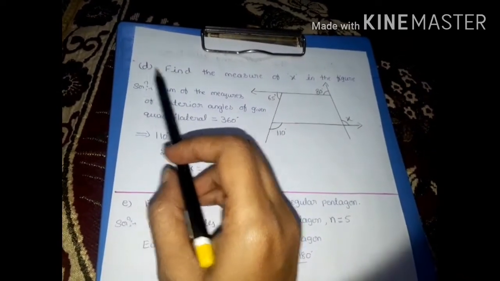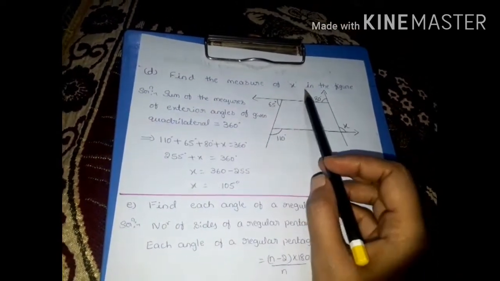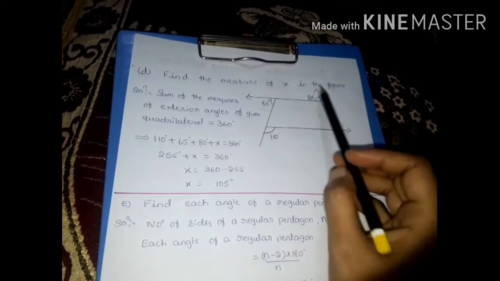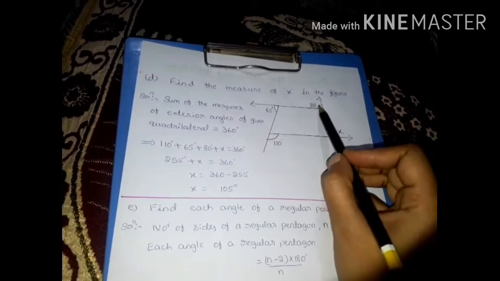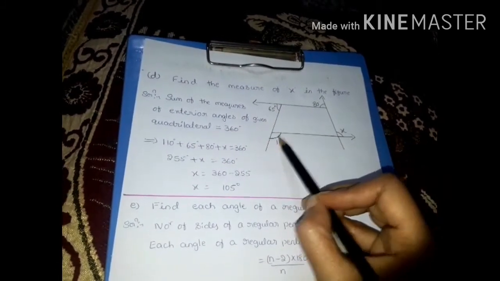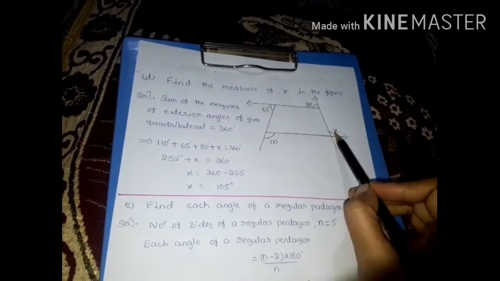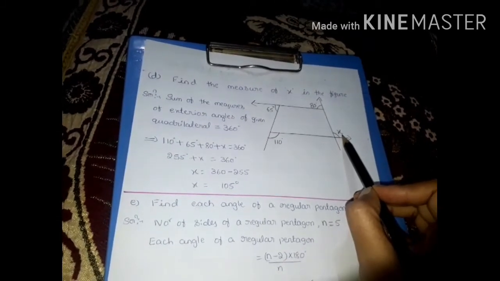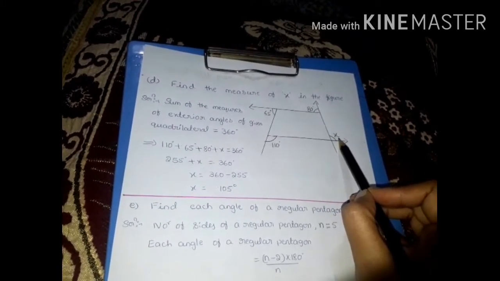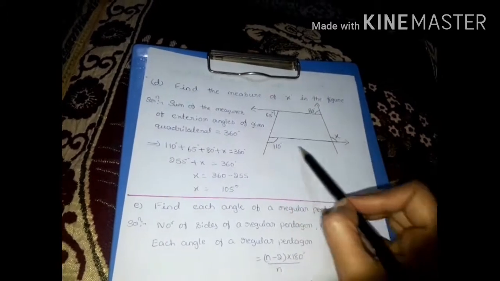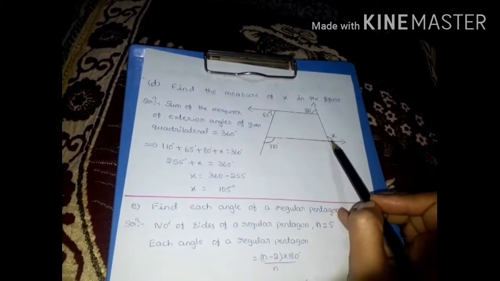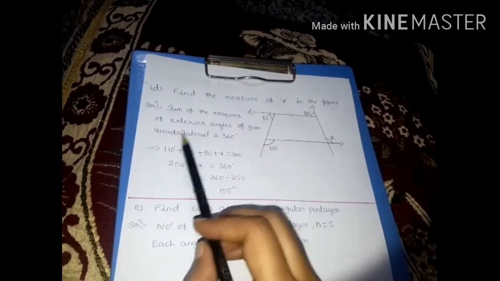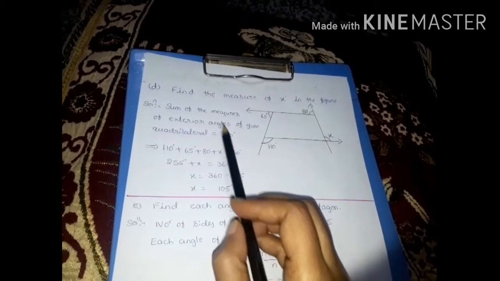D question. Find the measure of x in the figure. In the figure you have to find the x value. They have given all the remaining exterior angles. You have to find the exterior angle, that is angle x. Already we know the property of exterior angles: the sum of the exterior angles is always equal to 360 degrees. Here the sum of the measures of the exterior angles of the given quadrilateral is 360 degrees. This we know.